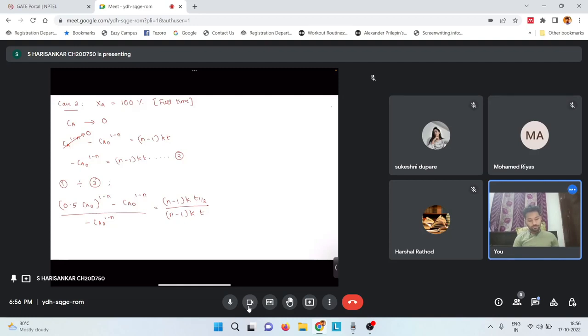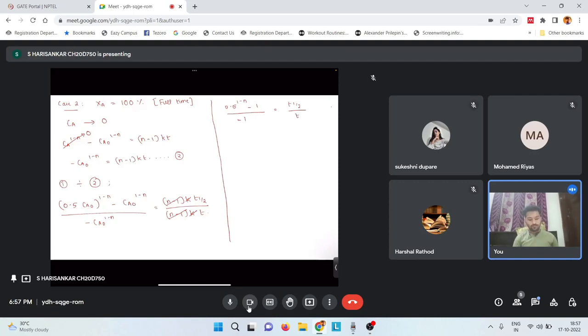Okay, so we can cancel out the Ca zeros in the left hand side in the numerator as well as the denominator. We can also cancel out n minus 1 k in the numerator and denominator respectively. So we'll get our equation 0.5 raised to 1 minus n minus 1 by 1 minus 1 is equal to t half by t.